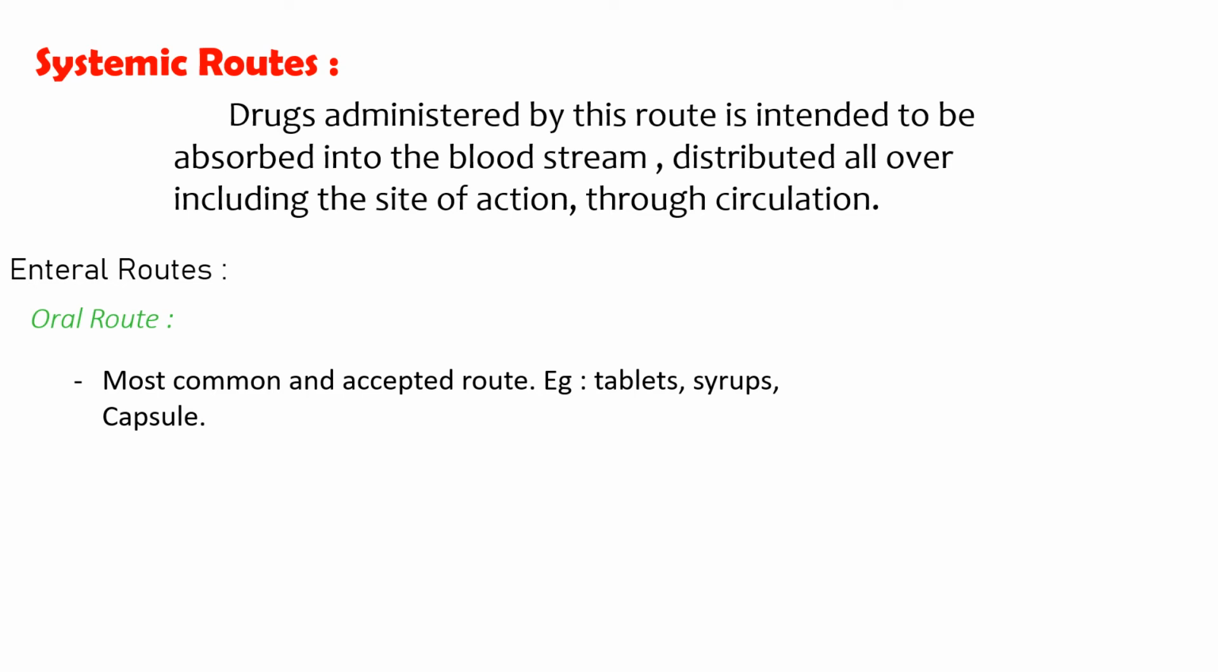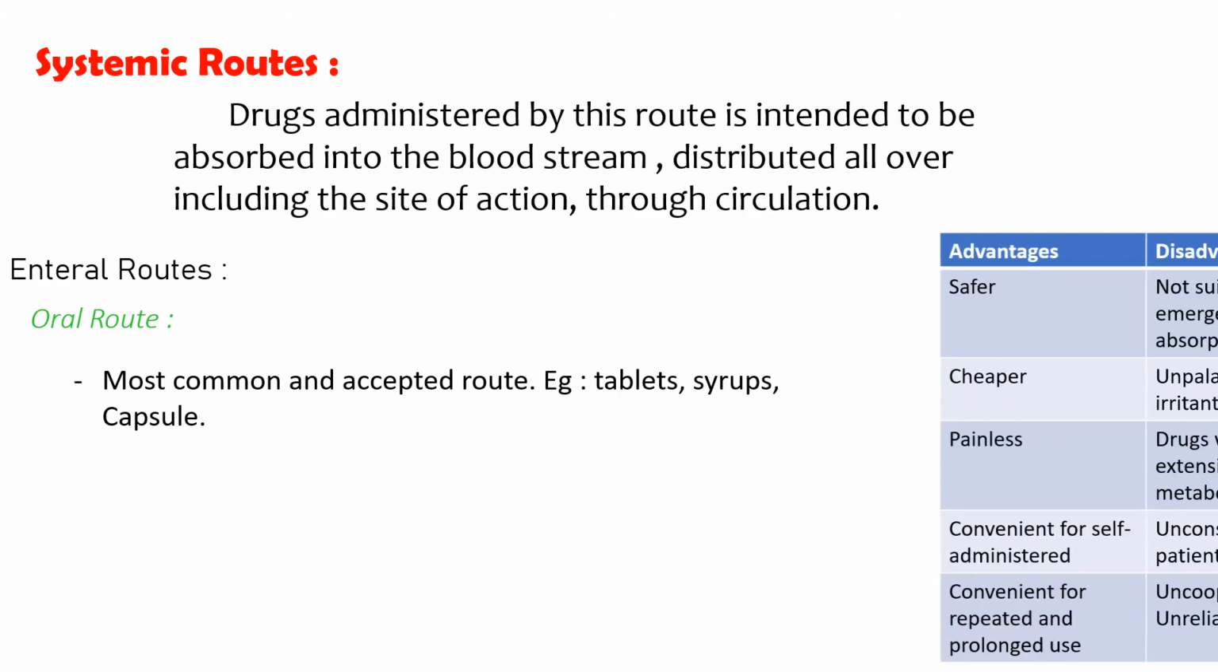Next, systemic routes. The drugs administered in this route are intended to be absorbed into the bloodstream. We want the drug to be distributed all over the body. That's why we choose systemic routes. Systemic has two subcategories, like enteral route. First, let's look at the enteral route. In the enteral route, the first category and the most accepted category is the oral route. It is the most common and accepted route, like we know tablets, syrups, and capsules.